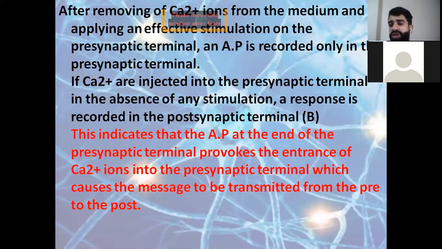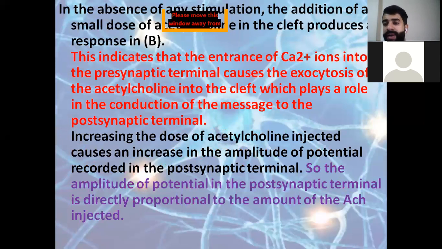So we said that the action potential that arrives at the level of the presynaptic terminal provokes or facilitates the entrance of Ca2+, calcium ions, into the presynaptic terminal. So from the action potential to Ca2+ in the presynaptic. This will lead to the transmission of the message to the post. How? Because they lead to the exocytosis of the neurotransmitters. One of them is here the acetylcholine. It's secreted by exocytosis into the synaptic cleft, and this will lead to the propagation of the message from the pre to the post.